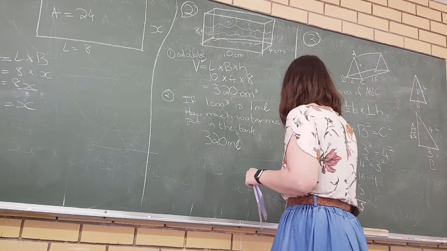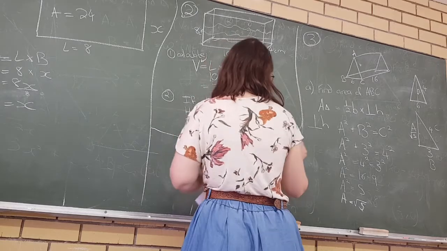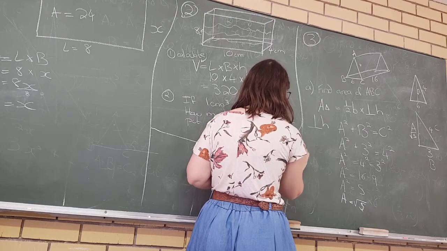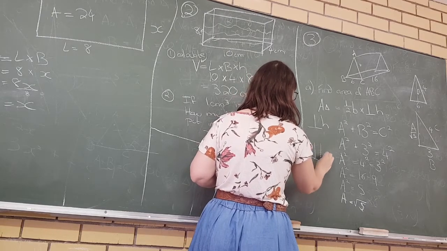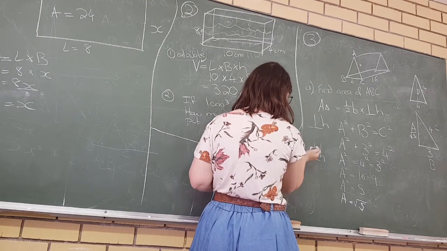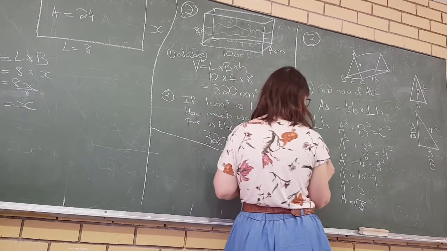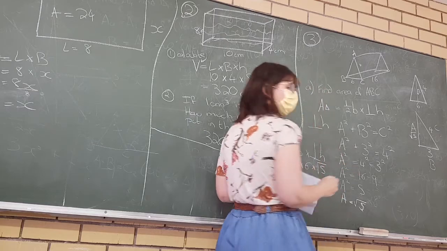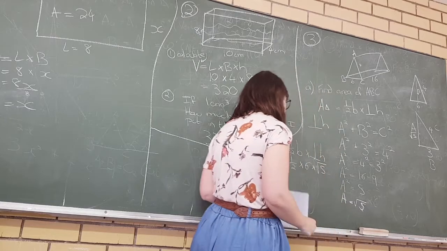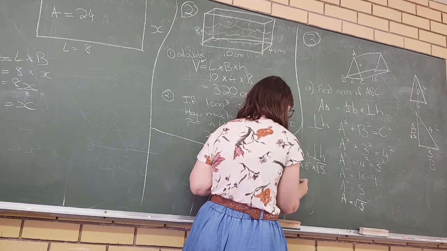Alright, I'm going to try my writing over here. So now I have area is equal to half base times perpendicular height. What's my base? 6. Half times 6 times my perpendicular height? Root 5. Okay, because that's what I calculated my perpendicular height to be, root 5. So now my answer will be 3 root 5.